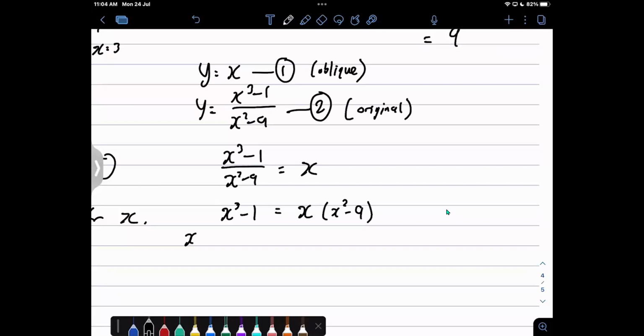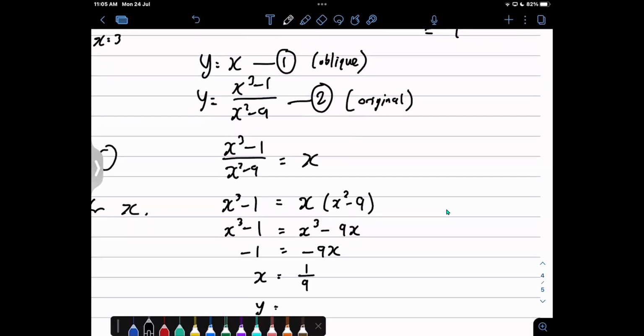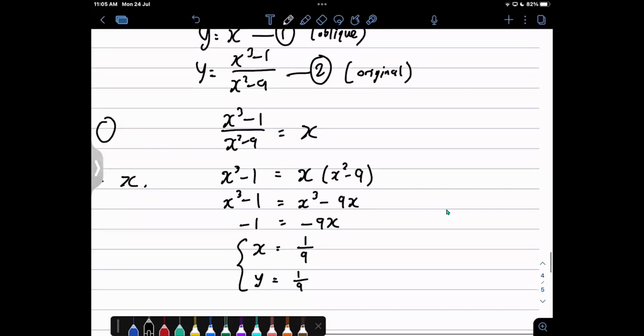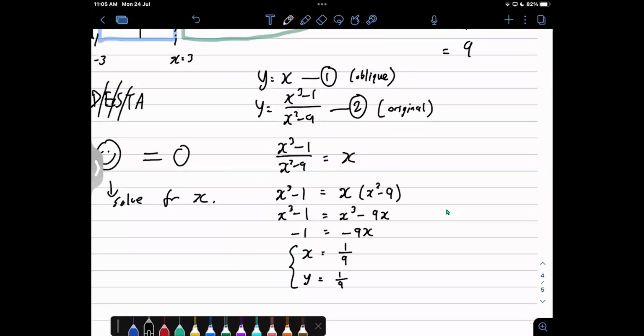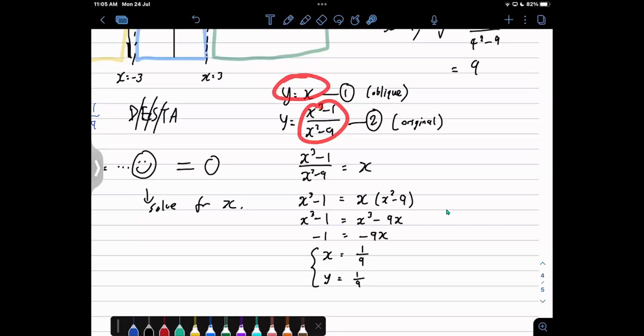I can factorize this. Oh, maybe I should expand the whole thing out. This becomes x cubed minus 9x. This becomes x cubed minus 1. Just nice, both sides got x cubed, don't need to work so hard. Minus 1 equals negative 9x. Therefore, x equals positive 1 over 9. Which means the corresponding y value, if you sub into 1 or 2, you get 1 over 9. This is the point of intersection between the original graph and the oblique asymptote. They intersect at this point.